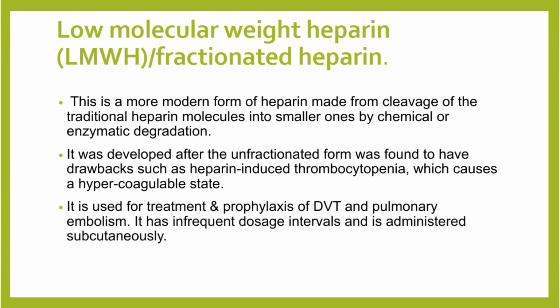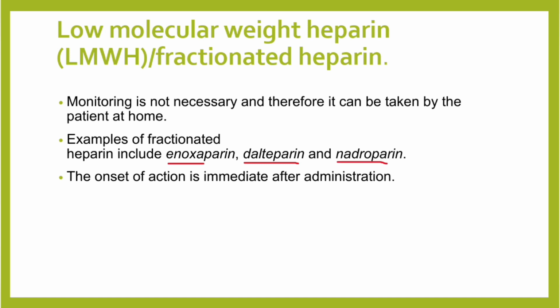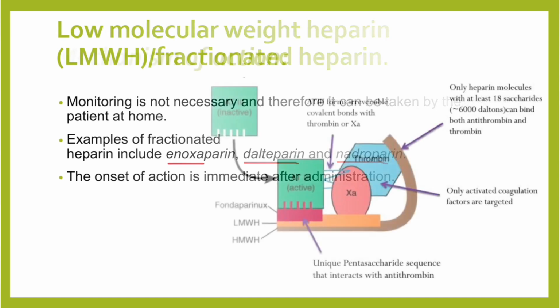Low molecular weight heparin is used for treatment and prophylaxis of DVT and pulmonary embolism. It is given at infrequent dosage intervals and is administered subcutaneously. Monitoring is not necessary in this case, so it can be taken by the patient at home as an outpatient. The examples of fractionated heparin include enoxaparin, dalteparin, and nadroparin. The onset of action is immediate after administration.